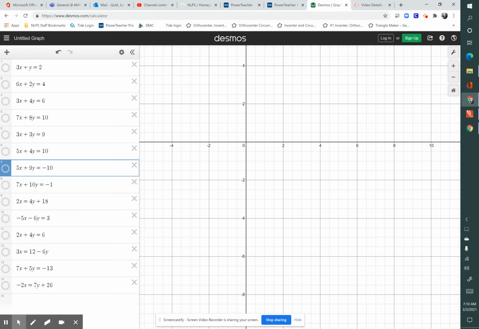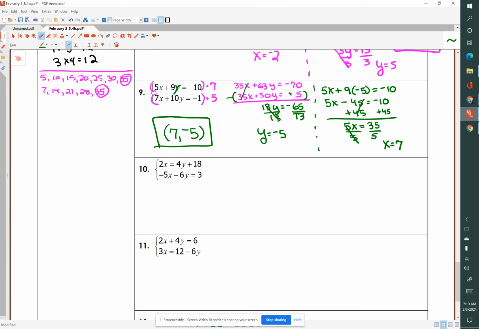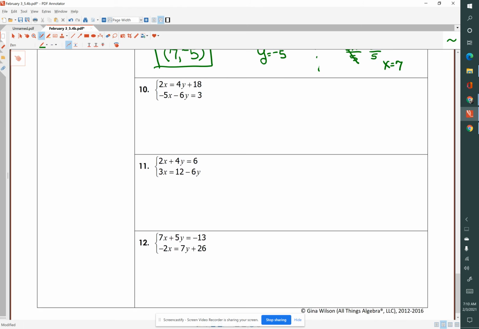Oh, let's go on. We have a couple more problems to do. We're at number 10 now. So for number 10, we have 2x equals 4y plus 18, and negative 5x minus 6y equals 3. Students, I want you to notice something right away. The first equation is not in standard form. It's not in slope-intercept form. We have 2x isolated on the left. The second equation is in standard form.